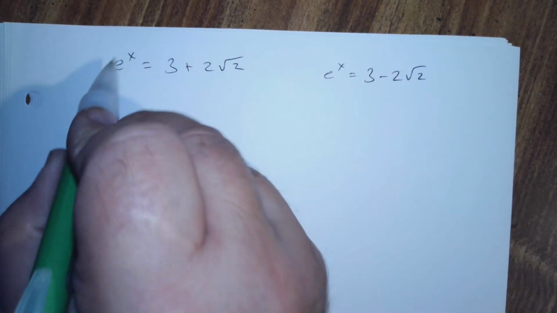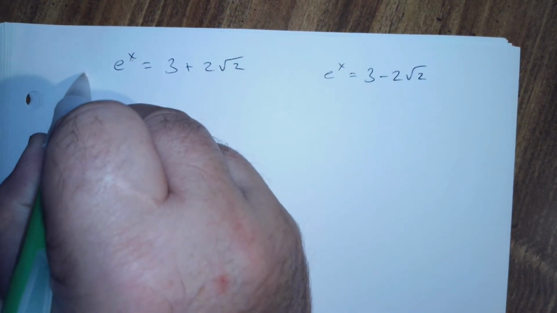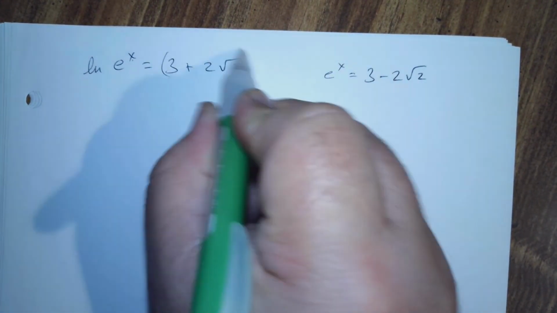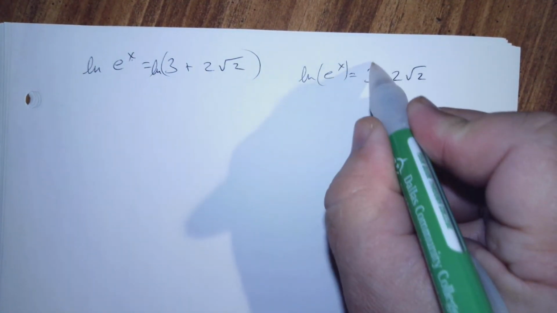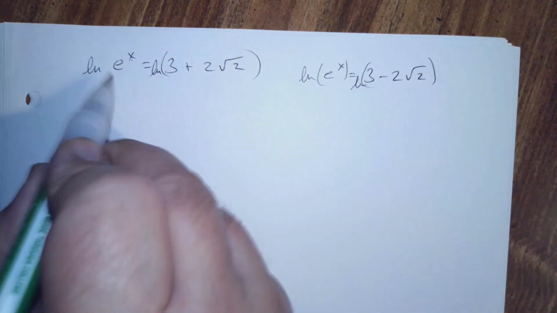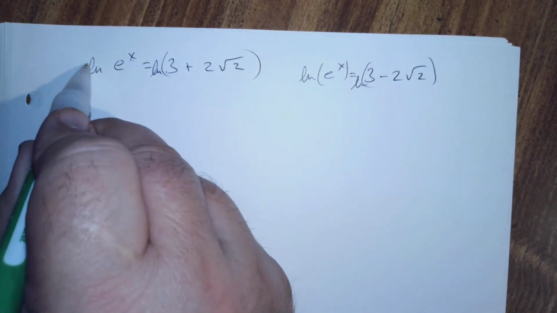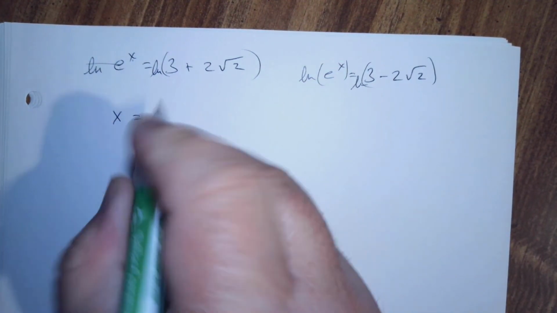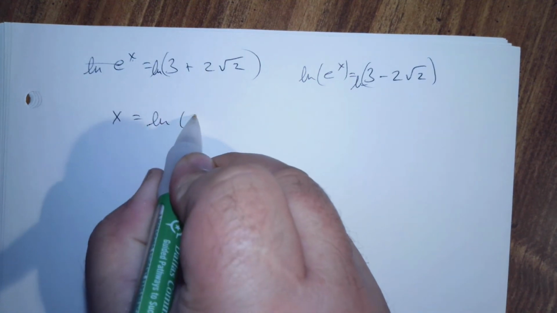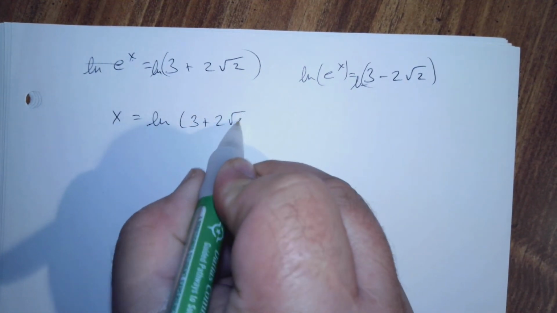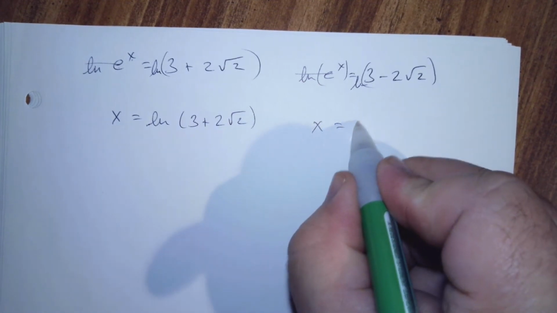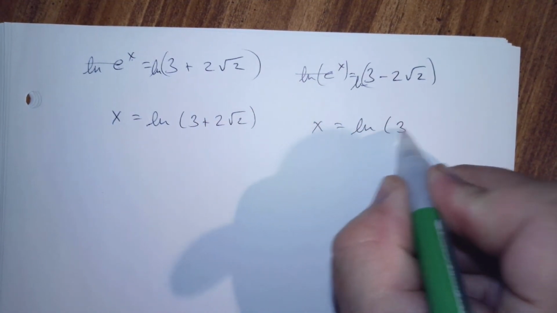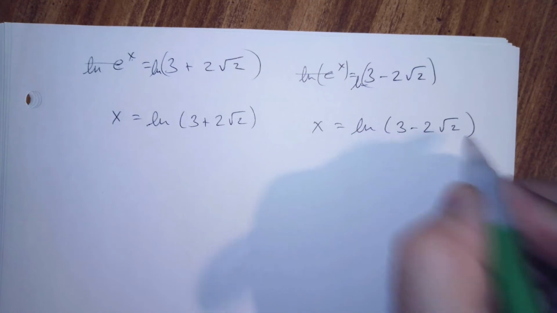Alright, so since we're trying to get the x, we have to take the ln of both sides. ln and e are the same base, so it has x equals the ln of 3 plus 2 radical 2. Those cancel, so we have x equals the ln of 3 minus 2 radical 2.